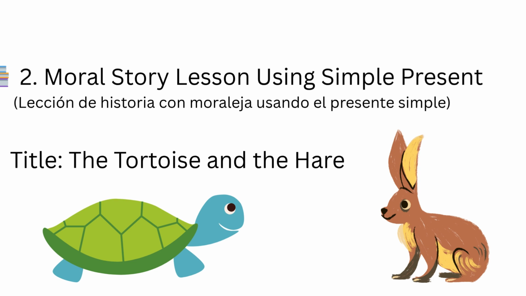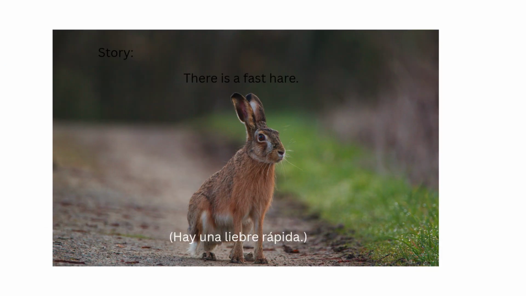Alright, now it's time for our moral story lesson, using the simple present tense. Open book. Today's story is called The Tortoise and the Hare. It's a classic fable with a great message, and we'll use it to see how the simple present tense works in storytelling. Are you ready? Let's begin.